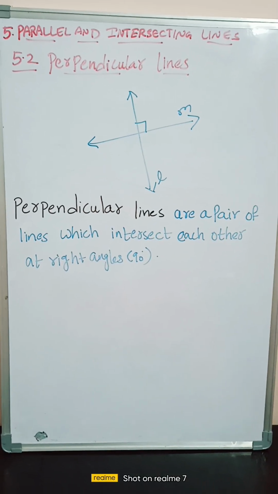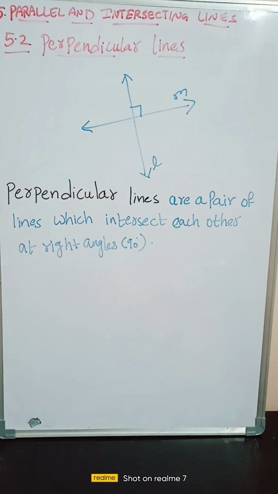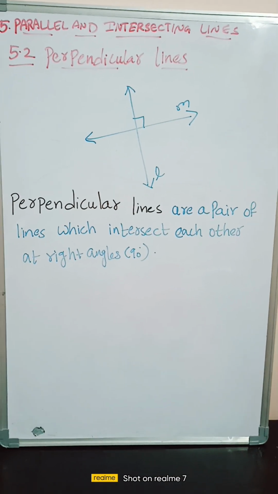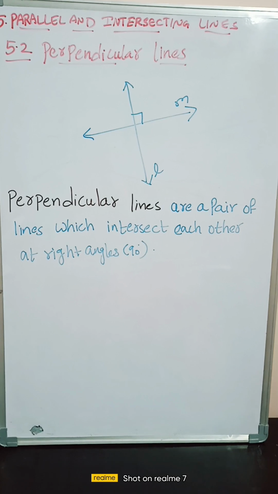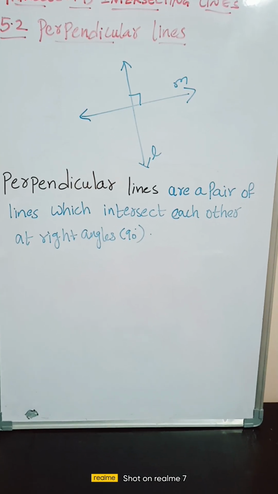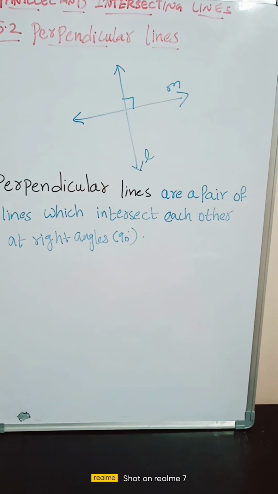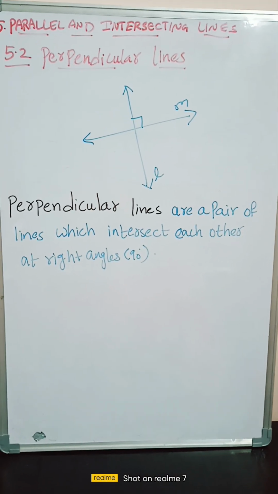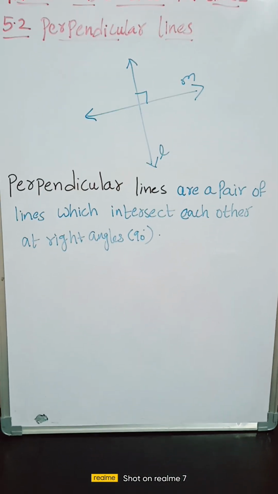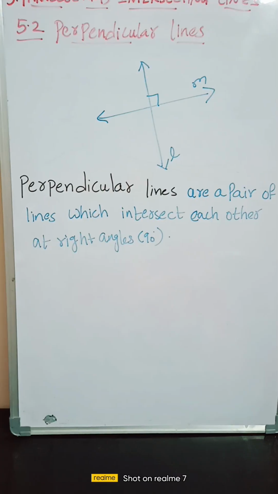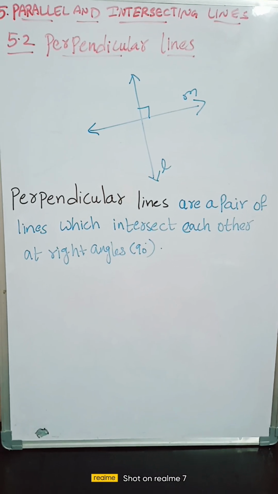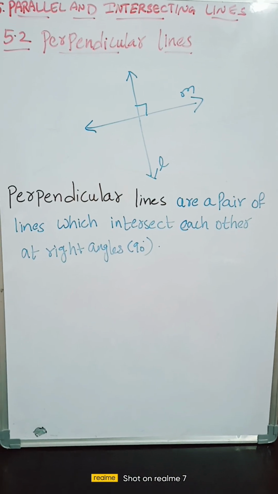Next topic, perpendicular lines. If two lines intersect and all four angles, A, B, C, D, are equal, then each angle must be a right angle, meaning 90 degrees. Here two lines intersect perpendicularly and all four angles are right angles, 90 degrees. So those lines are perpendicular lines.